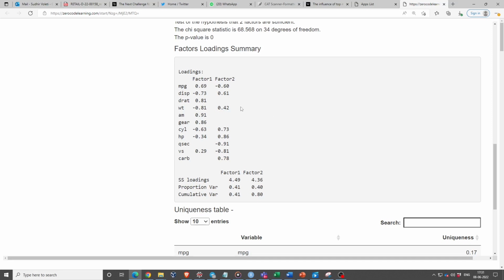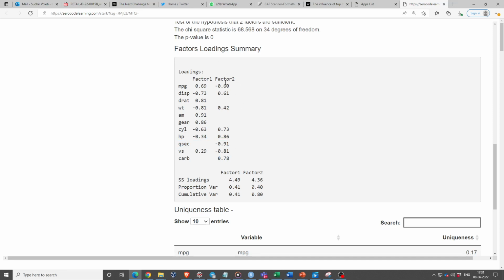So how do you interpret a factor? Factor 2, for instance, would be negative loading on mileage, positive loading on engine displacement, positive loading on car weight, positive loading on number of cylinders, positive loading on horsepower, positive loading on number of carburetors, positive loading on pickup. QSEC is the inverse of pickup. So what could factor 2 be?